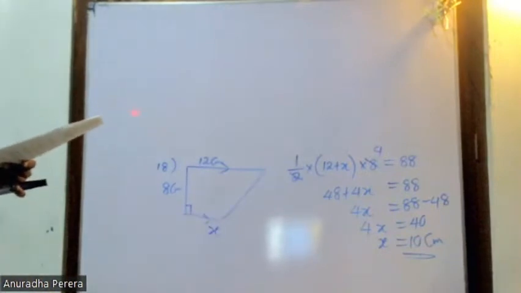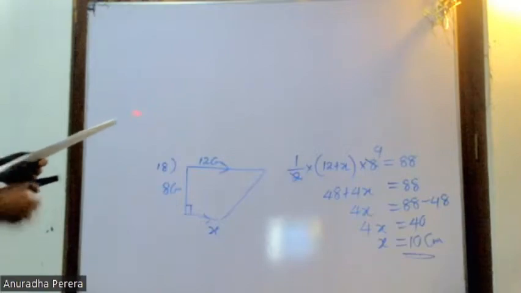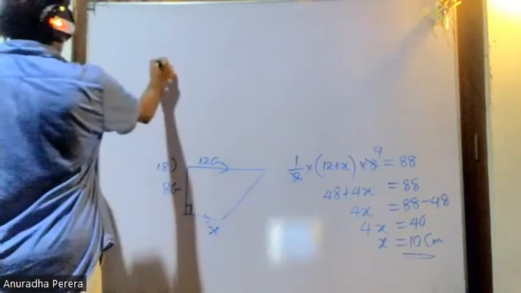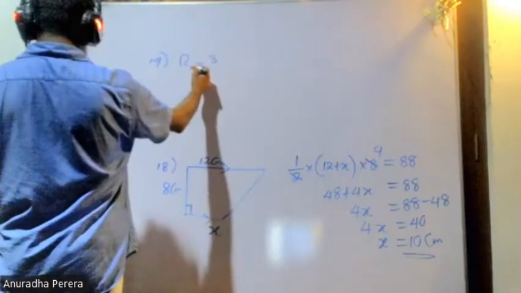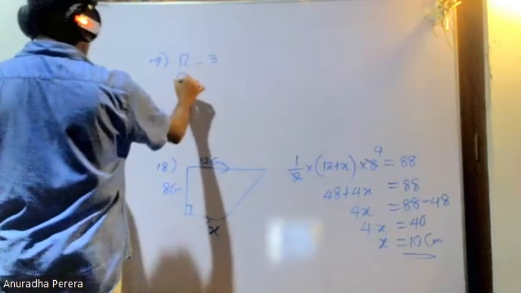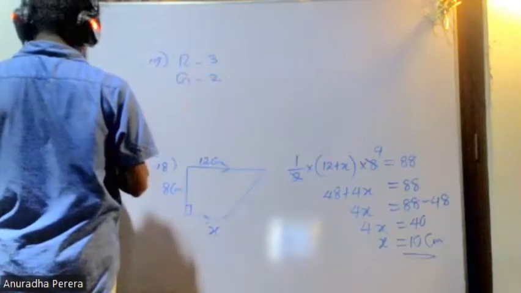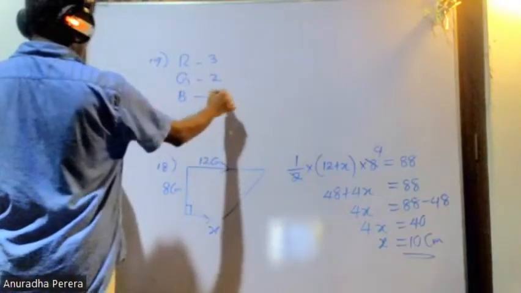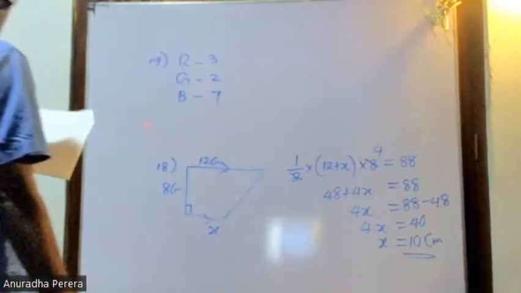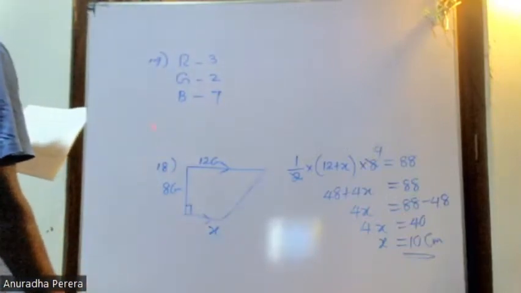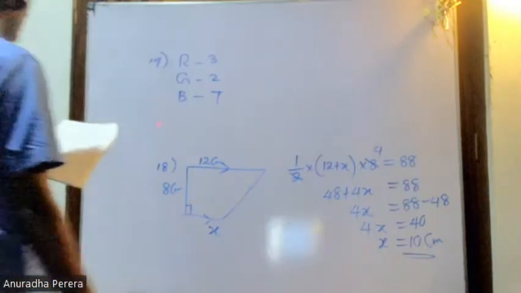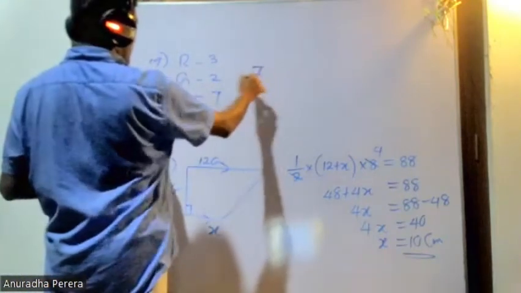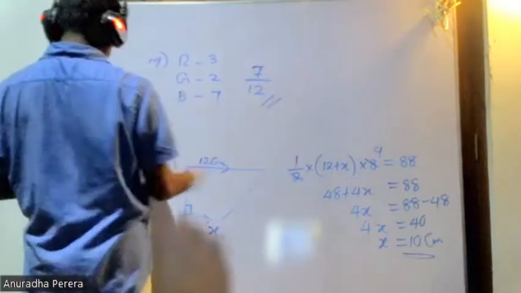In a bag, there are 12 identical balls. 3 are red, 2 are green, and the rest are blue. 7 are blue. One ball is taken out at random. Find the probability of getting a blue ball. It is 7 upon 12. Directly you can write the answer.